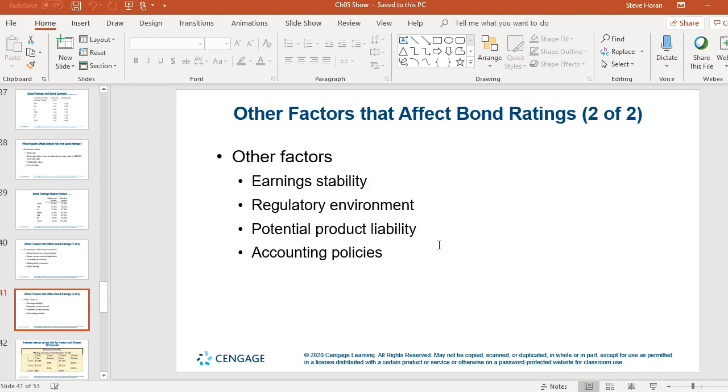Obviously, the company issuing the bonds, how strong are their earnings? Do they have a long history of stable earnings? Is it in a heavily regulated industry? Are they selling products that might result in big lawsuits and things like that? So just think of the business risk that any company is dealing with. If it's a riskier business or a riskier industry, its ability to pay debt would be impaired.